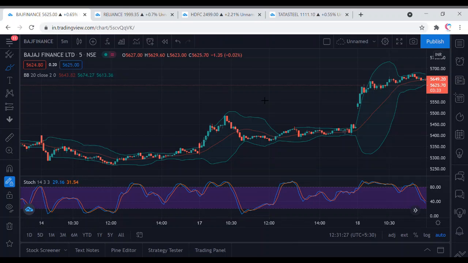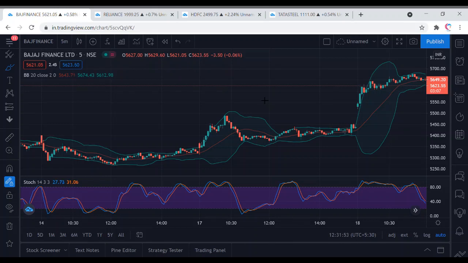So today we will be discussing an intraday scalping strategy using Bollinger Bands and stochastic indicator. You can also use this strategy to take longer time frame intraday trades, like for 30 minutes or 1 hour. I personally use this strategy on a 5-minute chart to do scalping, to scalp profit out of stocks.